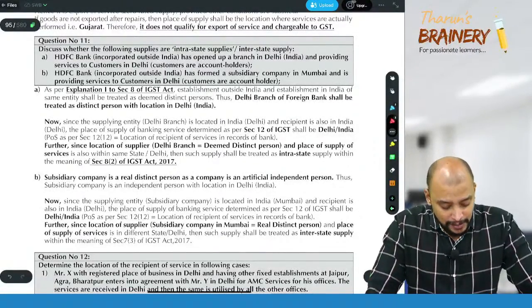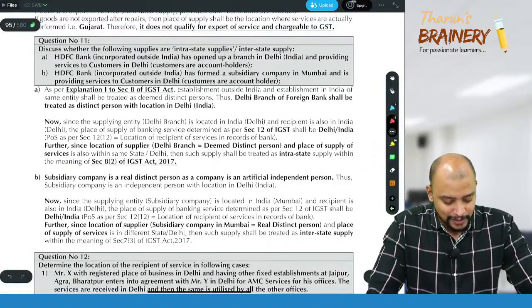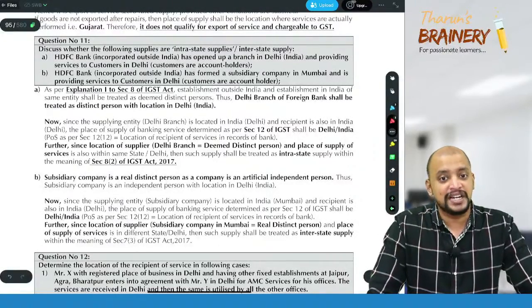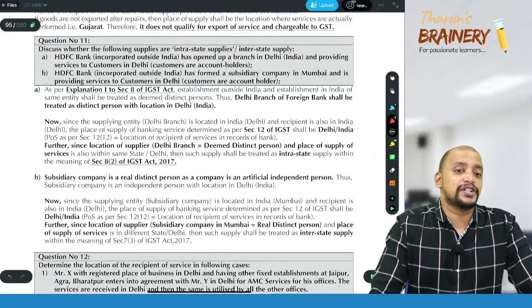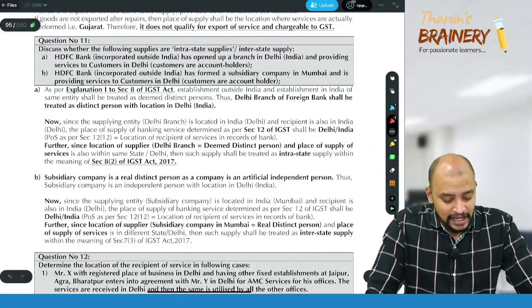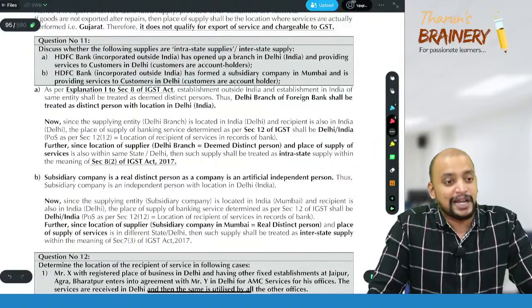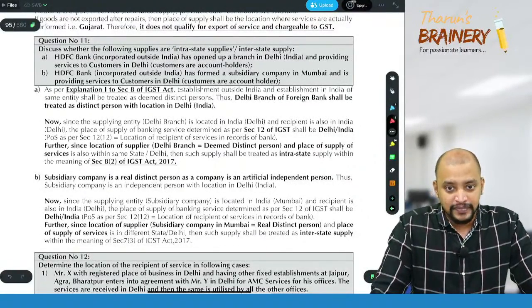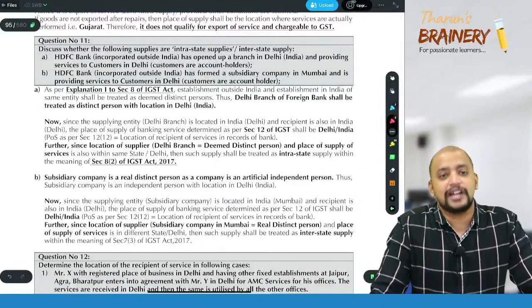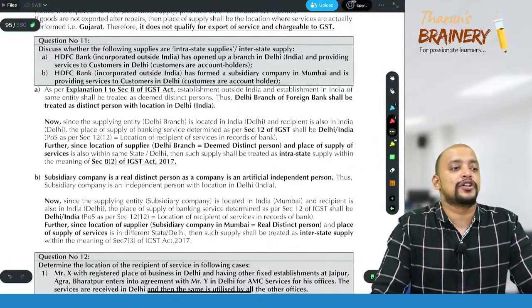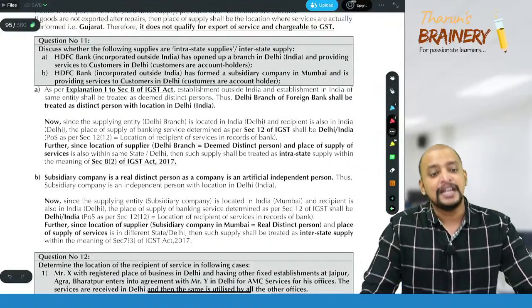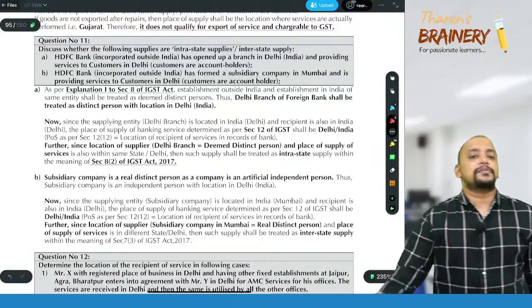So in case of section 12, banking and other financial services, what will be taken as the place of supply? General provisions. As per general provisions, location of recipient. They are account holders. Account holders means definitely their details will be there. So therefore, it will come under intrastate supply. Even if account holders' data is not there, it will be intrastate supply, because location of supplier will be the place of supply. Supplier is also Delhi, place of supply also Delhi.